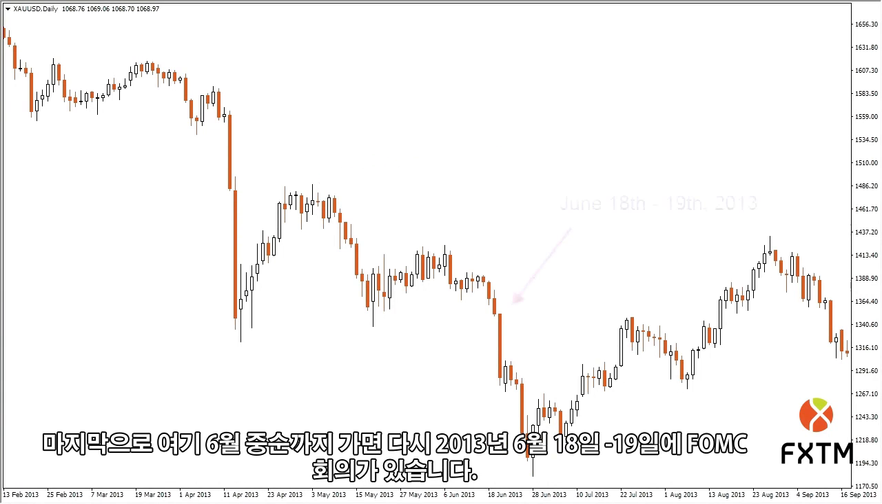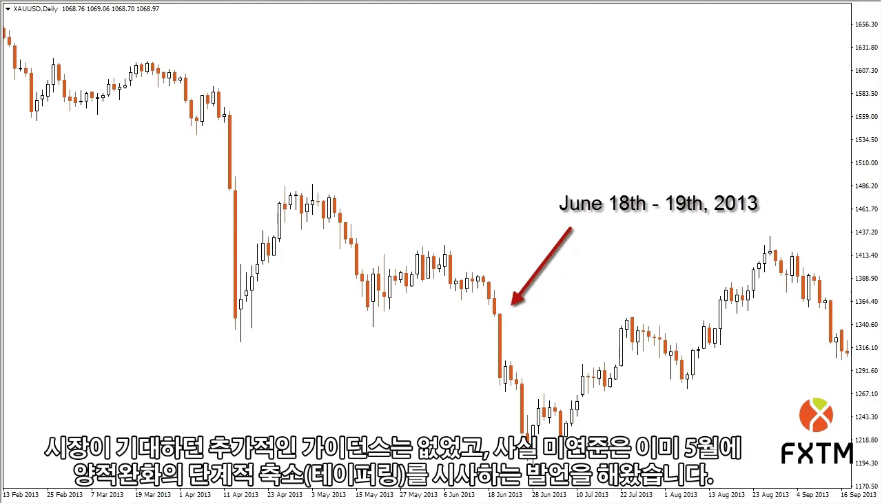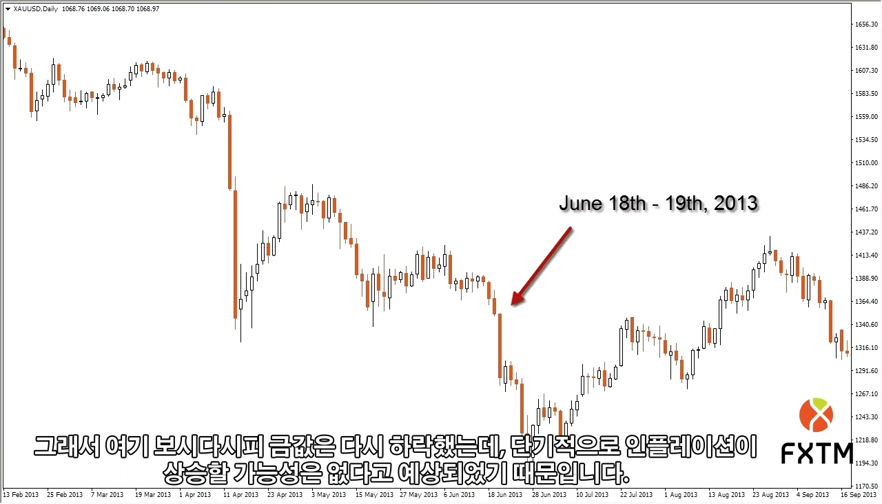Finally, we go all the way out here to the middle of June. This is again in 2013, June 18th and 19th. This is another FOMC meeting. So there was no additional guidance that the Fed would be stepping back into the market again. And in fact, they had already been hinting in May that it was time to start tapering the current round of quantitative easing that was in play. So once again, as you can see here, the value of gold declined because in the short term, investors were expecting that inflation would be fairly muted.